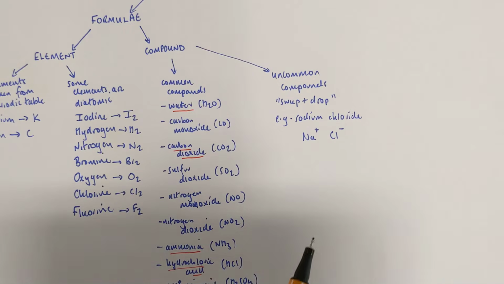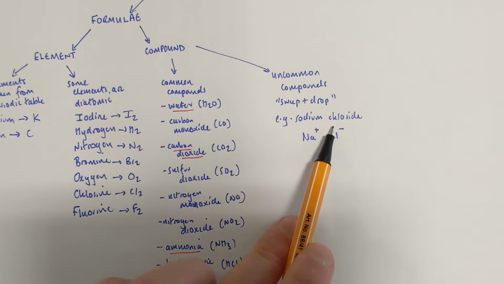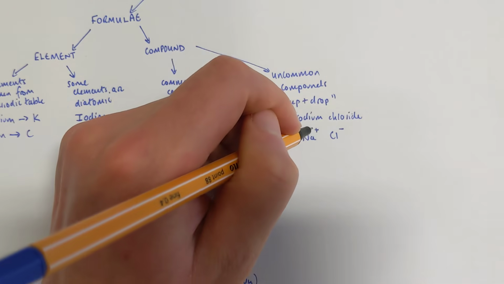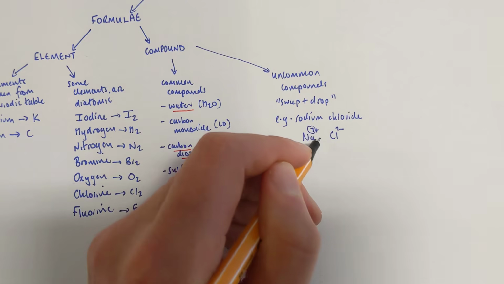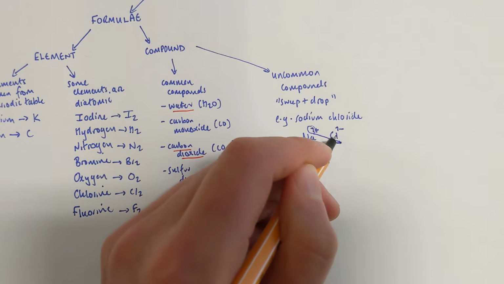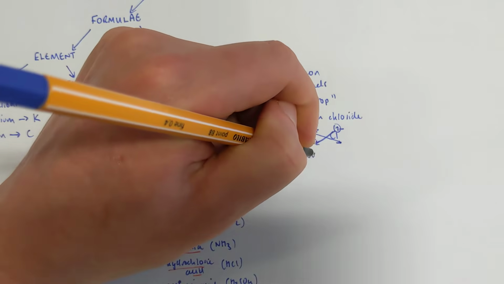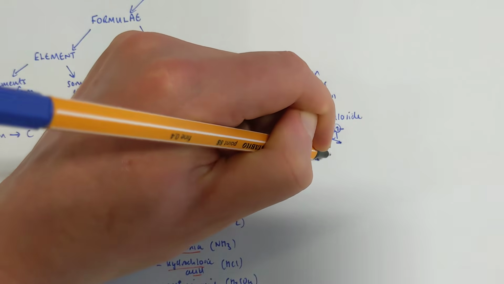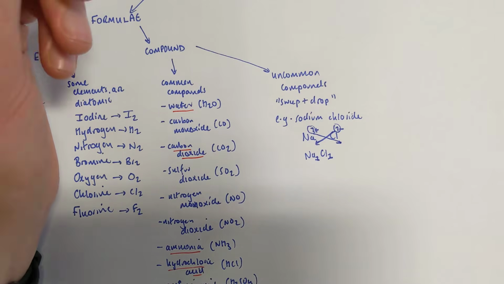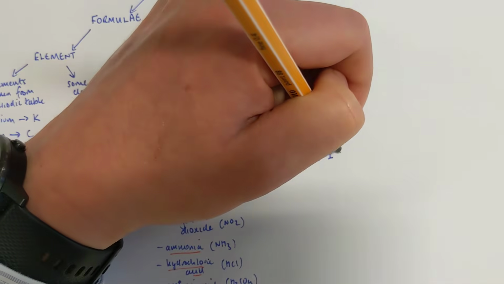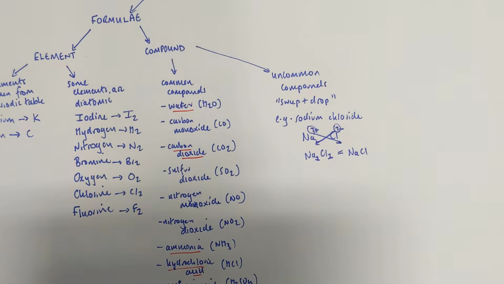What I do with the swap and drop is that I look at the numbers associated with the charges, so 1+, 1-. I take those numbers, I know you wouldn't normally write 1 in, but I'm going to in this case. Take the numbers, swap them over, and drop them down. What that would give you is Na1 Cl1. Now obviously if you've just got one of something in chemistry, you don't need to say you've got one of it, you just write it once. So the formula of sodium chloride would be just NaCl.